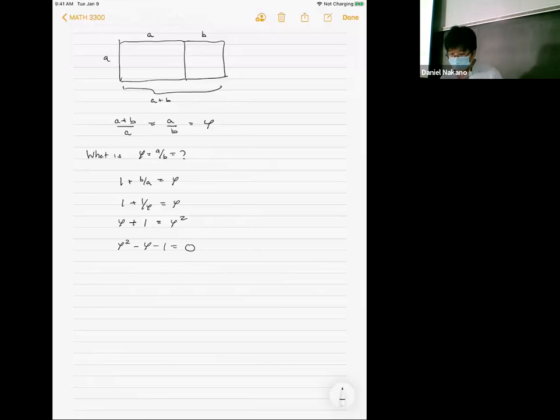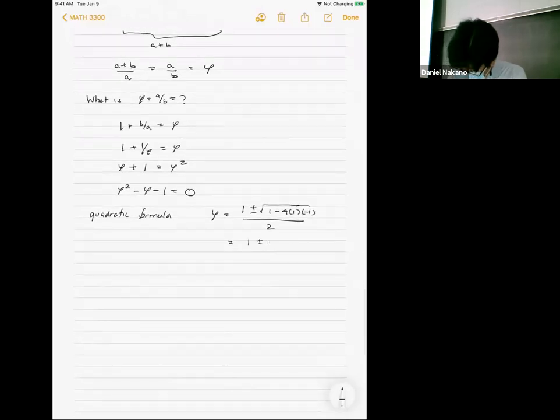Okay, now you use the quadratic formula. And I don't know if I should do it, I'll just do it. Phi is equal to minus b, that's 1, plus or minus the square root of b squared, that's 1, minus 4, a is 1, c is minus 1, over 2. So the answer is 1 plus or minus the square root of 5 over 2. Okay, so this interesting number comes up as the ratio of A and B. And this is actually called the golden ratio.